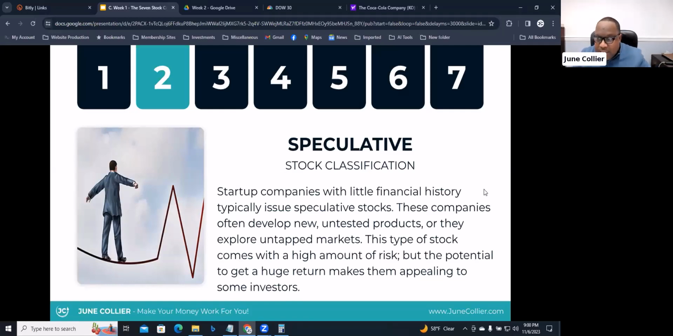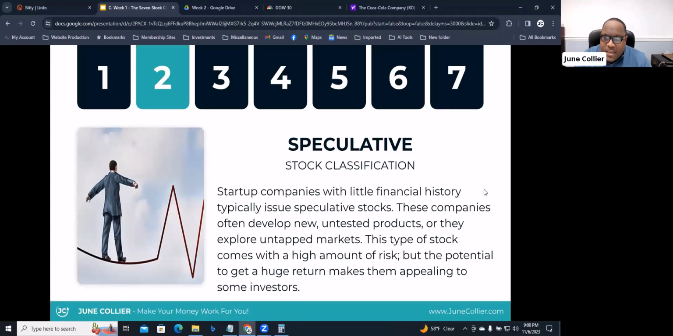They explore untapped markets. It comes with a high amount of risk, but it also has the potential to get huge returns, and that's what makes them appealing to some investors. So this is going to be your penny stocks. This is going to be companies that just really got started, your IPOs, your initial public offering stocks.